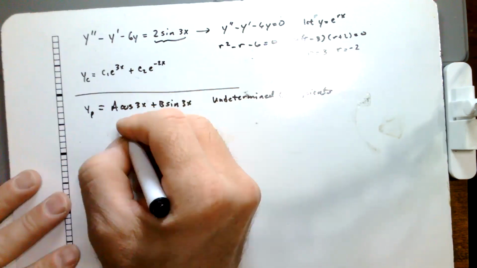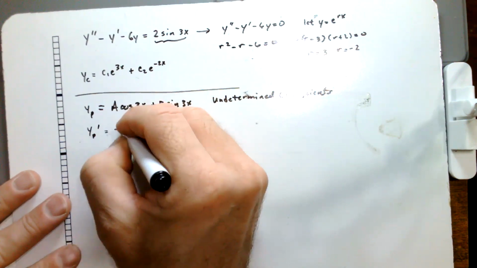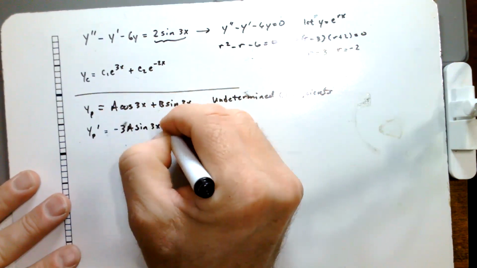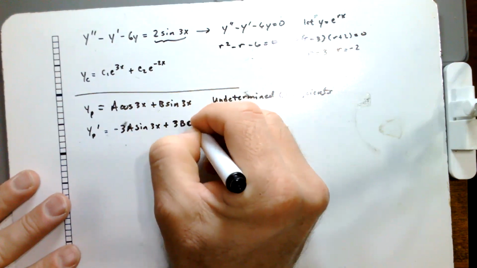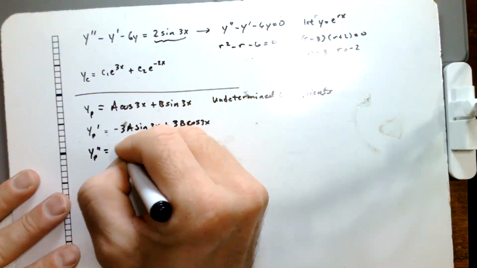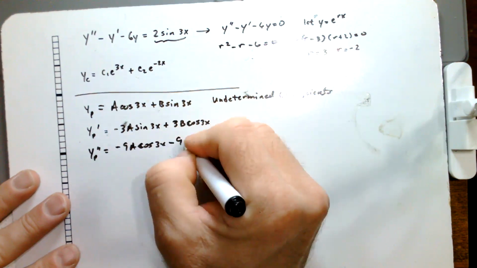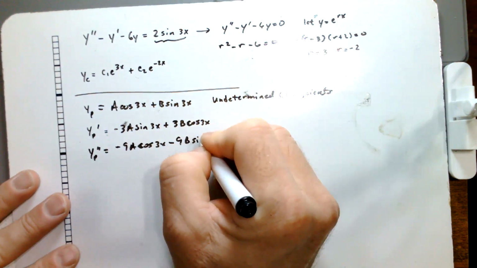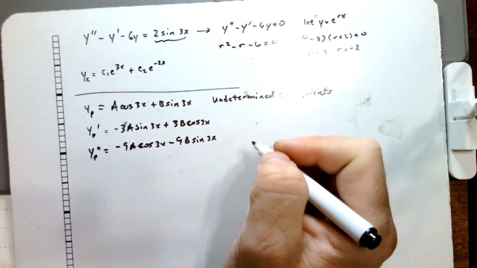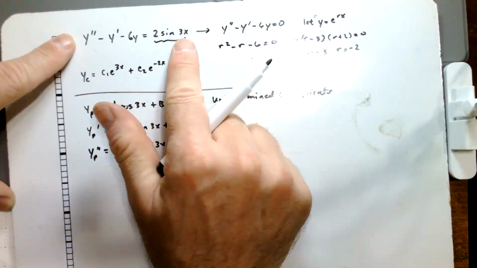All right, so now that we have yp, we're going to take the first derivative, and that's going to give me negative 3a sine 3x plus 3b cosine 3x. And then the second derivative is going to give me negative 9a cosine 3x minus 9b sine 3x. Okay. So there are our 3 functions that we're going to place back into the original equation, and then we will set it equal to this.